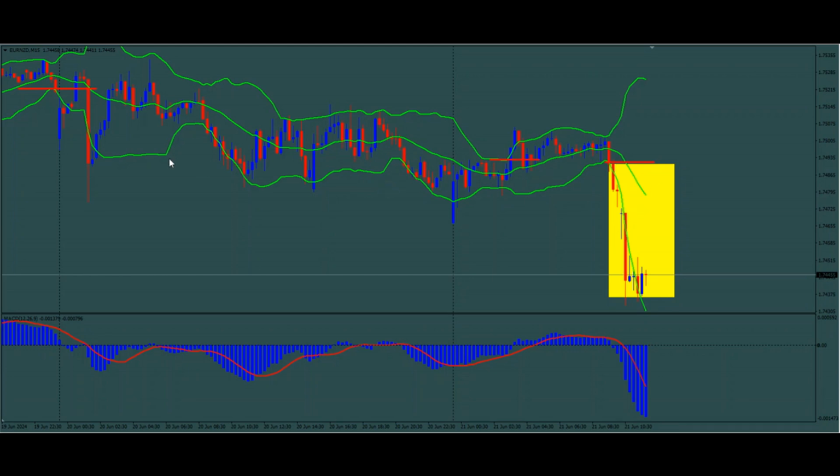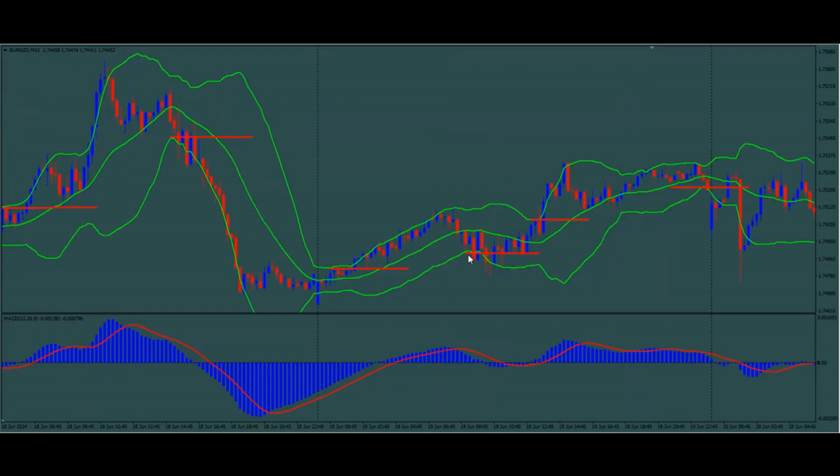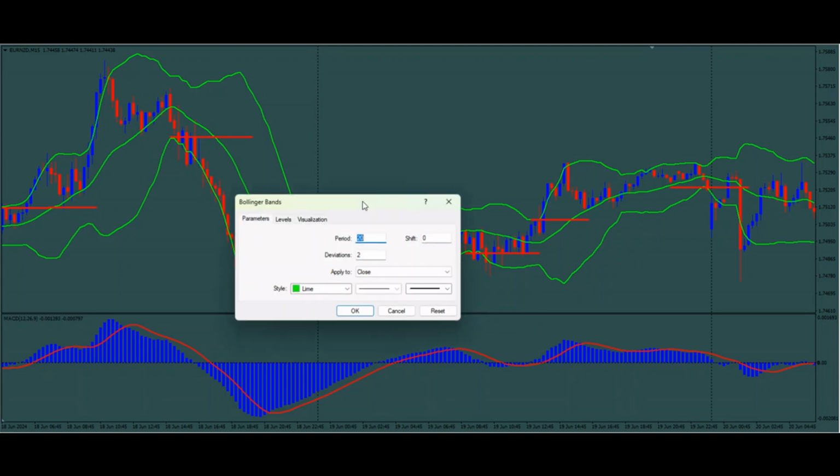You can see I just highlighted some of these areas where you have this horizontal line. These are our entry points, and we are using the Bollinger Band in combination with MACD. The MACD which we are using is the default MACD settings 12, 26, and 9, and the horizontal line is just to mark where we are going to enter the trade. The Bollinger Band is also a default value, which is 20 with deviation of 2, shift 0.